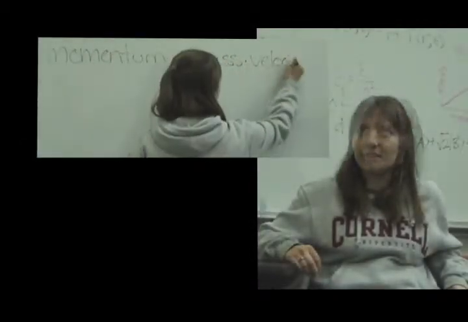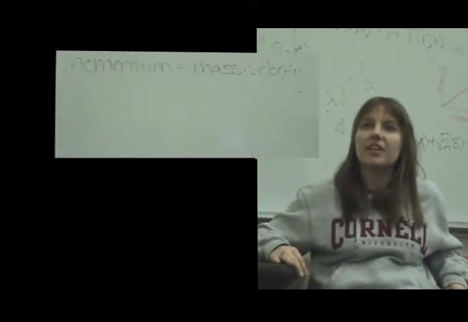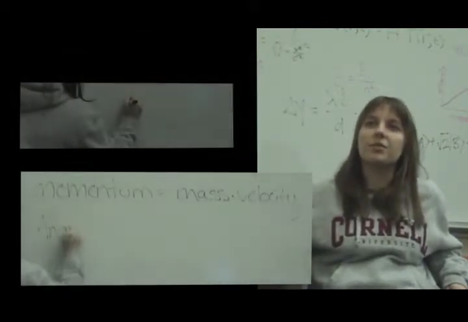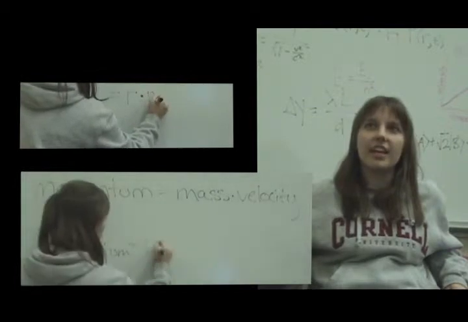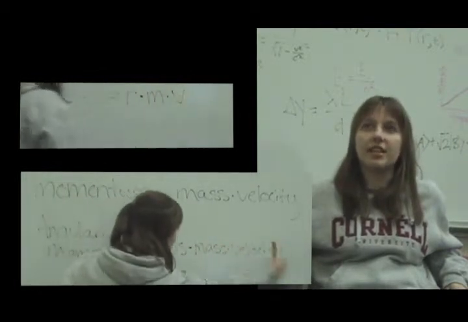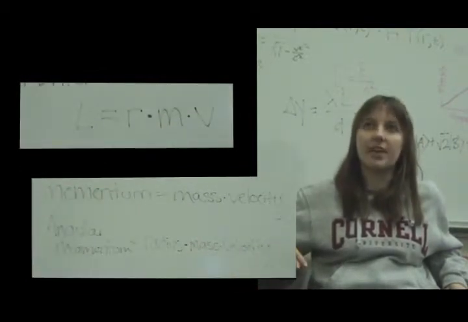So momentum is equal to mass times velocity. However, angular momentum is for an object that's moving in an orbit or is spinning. And the equation for that is radius times velocity times mass.